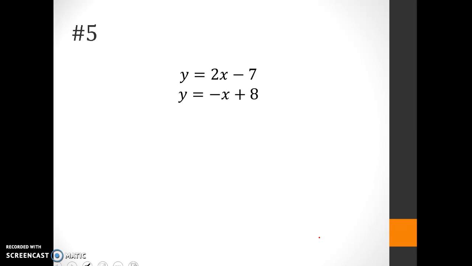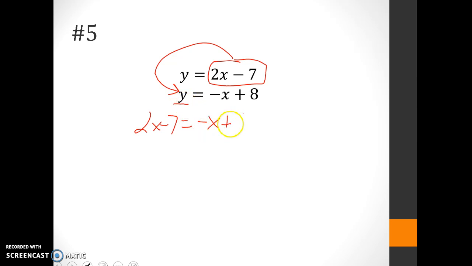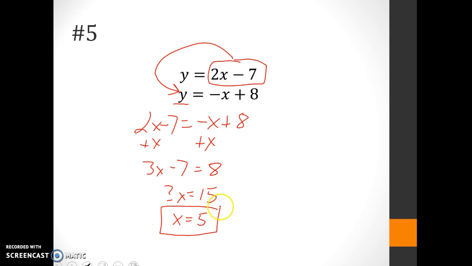Take a look at this last one. If you were to solve this equation, what method would you use and how would you solve it? Let's go ahead and try it on your own first, and then we'll work on it together. So hopefully you've done that. I would definitely use substitution here because I have y equals 2x minus 7, and I could substitute that in for this y here. And I would end up with 2x minus 7 equals negative x plus 8. Then I can get my x's together. If I add an x to both sides, I will have 3x minus 7 equals 8. If I add 7 to both sides, 3x is equal to 15. And if I divide by 3, x is 5.